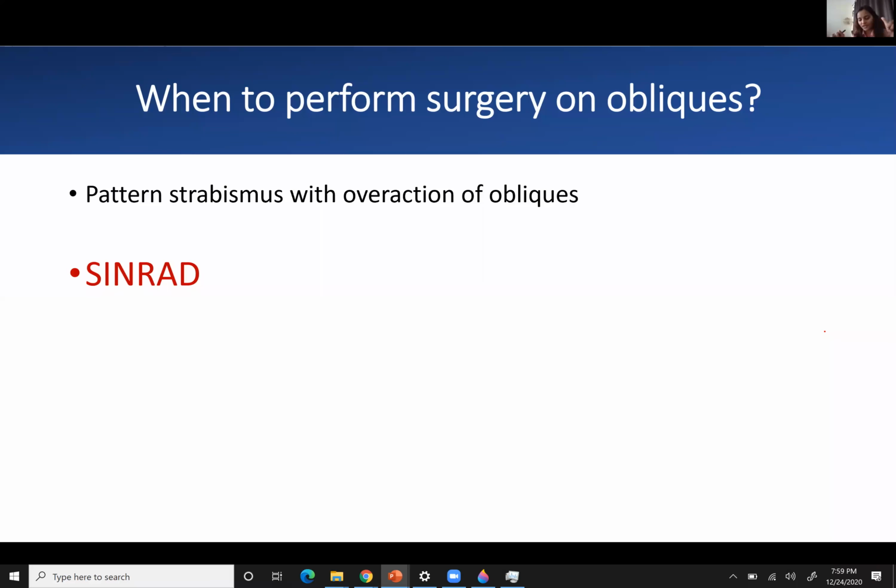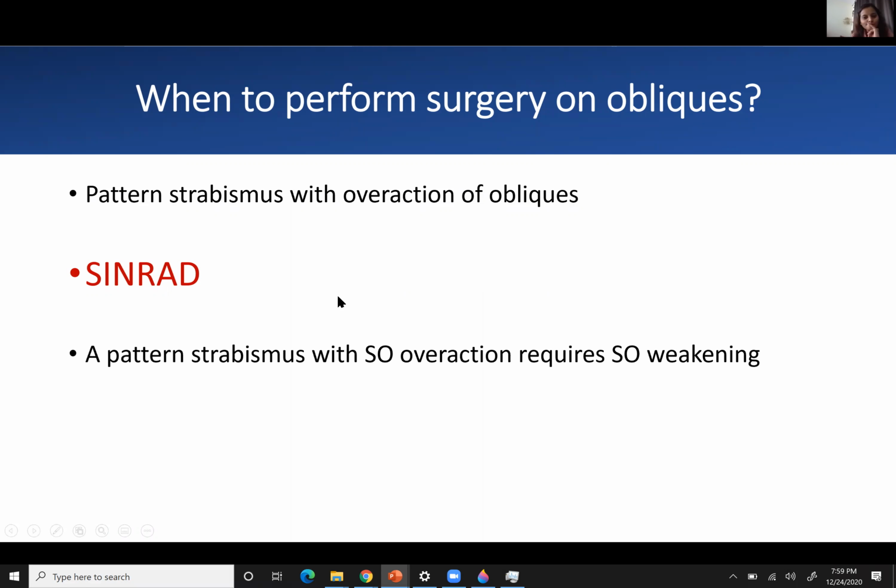So if you find A pattern strabismus, can you tell me which oblique is overacting? Come on, quick. I think I already told the answer. Do you have any answers? No? Okay, so A pattern strabismus is because of SO overaction. As you know, superior oblique depresses the eye. So in the depressed position, if the eyes are going apart, it's because of SO overaction. Because the obliques abduct the eye in that position, and therefore there's an A pattern.